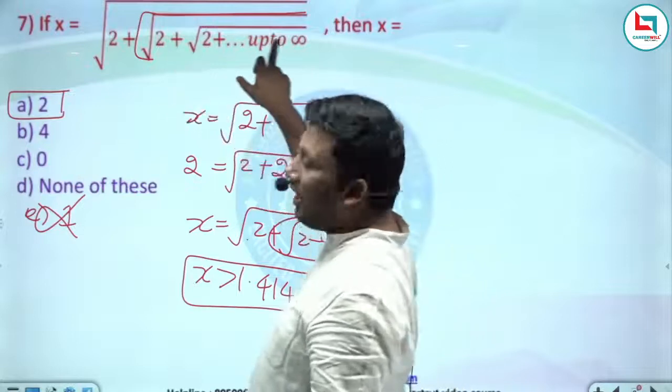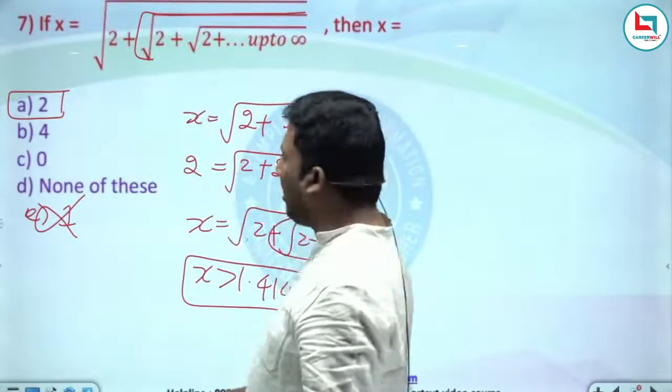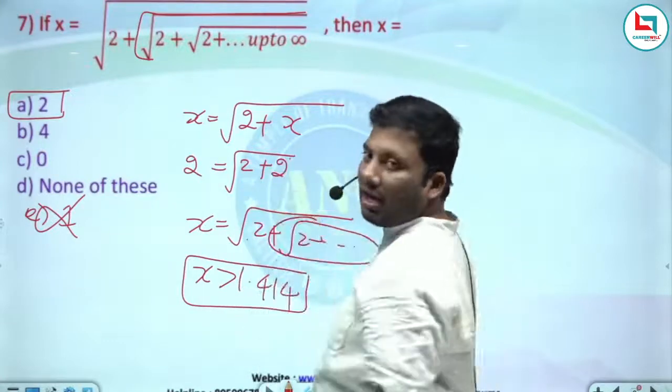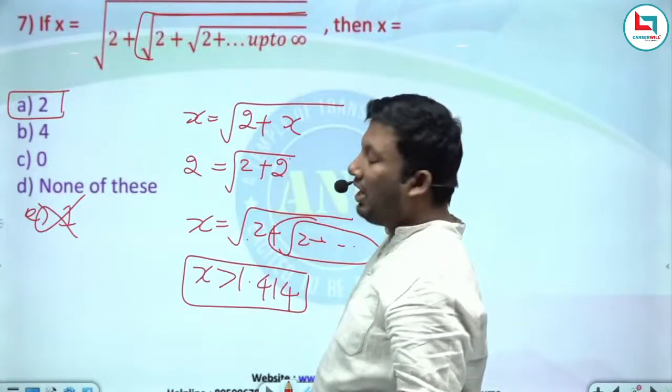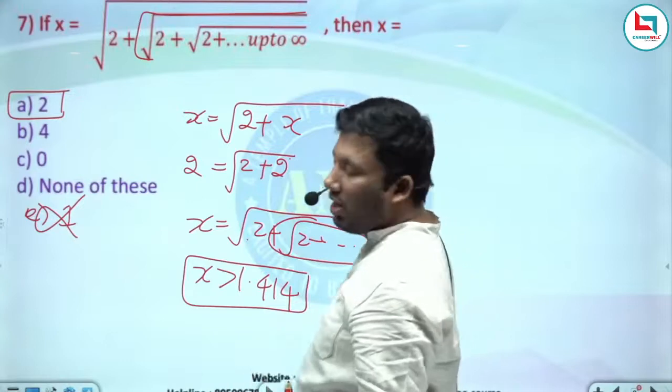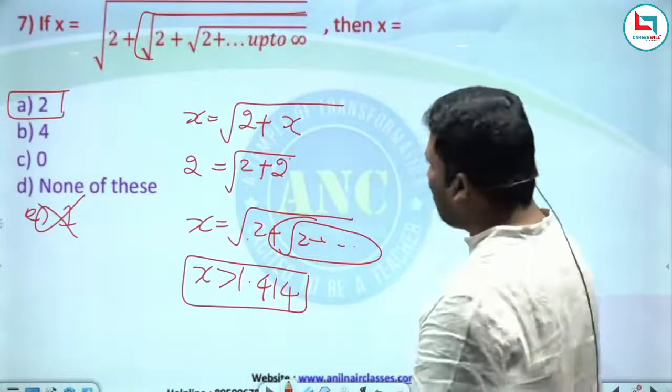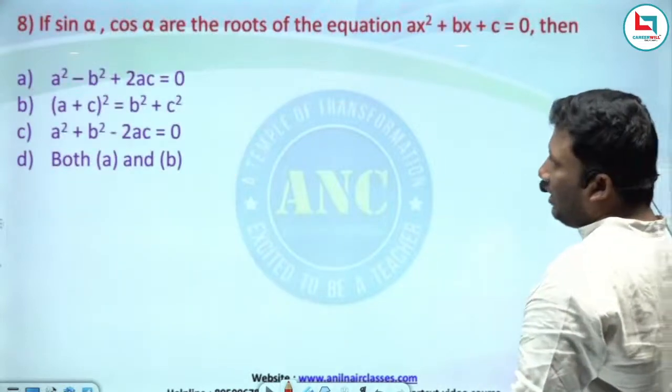This entire value is x. X equivalent to root of 2 plus x. Substitute x equivalent to 2 on the left hand side and right hand side. LHS should be equivalent to RHS. 2 equivalent to root of 4. Root of 4 is 2. 2 equivalent to 2. Seventh one, I hope the idea is clear.